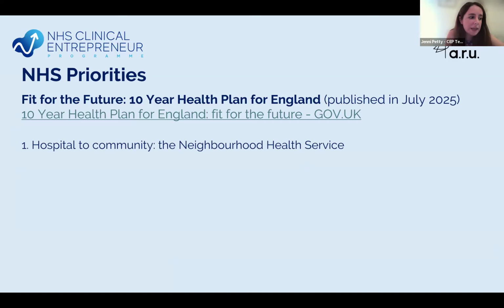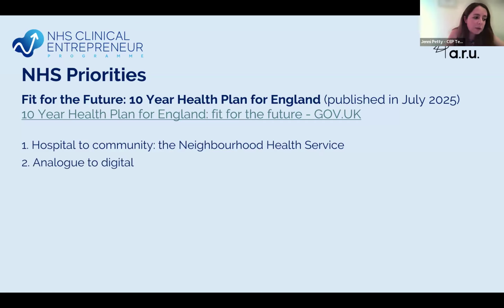So one of the key shifts is from hospital to community, and this idea of the neighbourhood health service. And this is all based on this preventative principle that care should take place as locally as it can, digitally by default, in a patient's home if possible, in a neighbourhood health centre when needed, and in a hospital if necessary. So sort of taking the emphasis away from hospital care and using it as sort of a last resort.